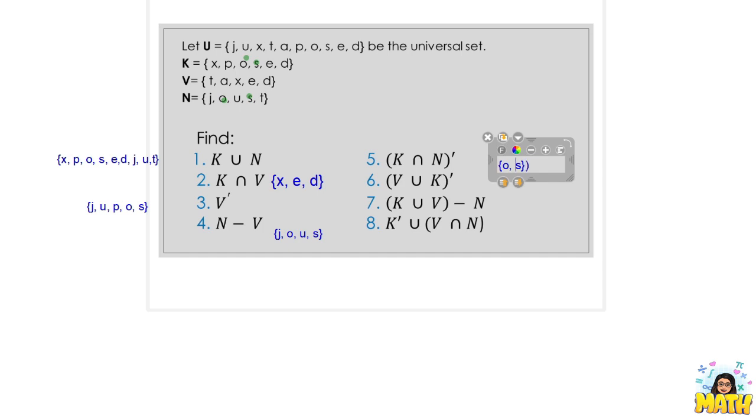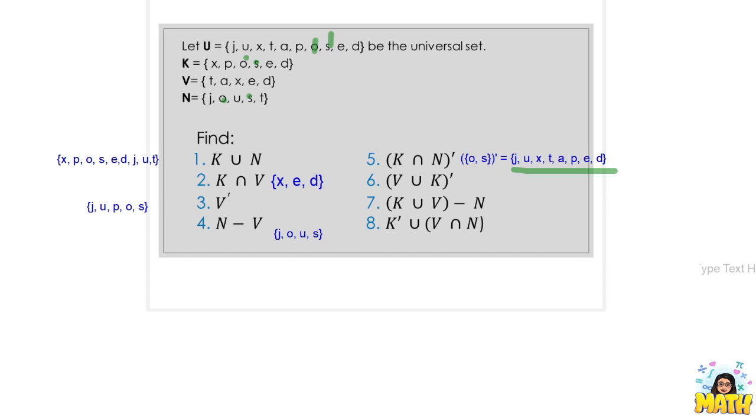Pero, nasa loob sila ng parentheses. Which means, ano yung complement ng set na may O and S? So, ano yung nasa universal set na hindi O at S? The remaining are J, U, X, T, A, P, E, and D. That means ito ang final answer.